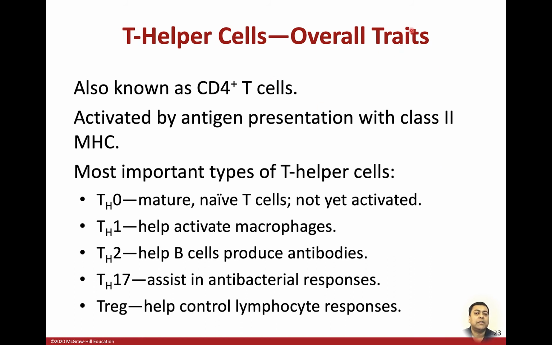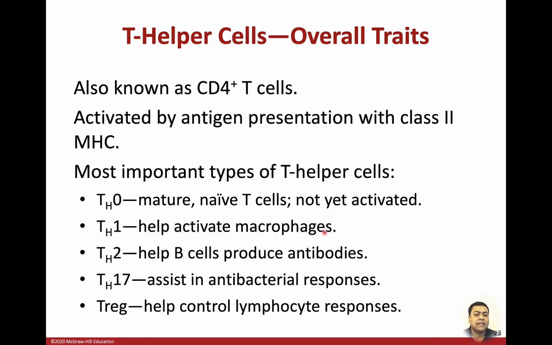The T helper cells, overall, are known as CD4 T cells, activated by antigen presentation by the class 2 molecules, so 2, 4. The most important types of helper cells: TH0. These are the mature, naive T cells, not yet activated. They're just waiting for antigen to be presented. Once they are activated, they will differentiate into TH1. This will help to activate macrophages, but there are other functions. These are just some of the basic functions.